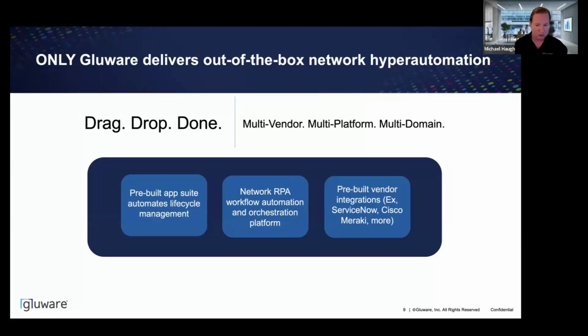So, although this was a Cisco specific demo, Gluware is automating multi-vendor, multi-platform, meaning routers, switches, firewalls, load balancers, really anything in the network layer, and multi-domain. This is more campus oriented, but this technology can expand into the data center, and that right there is multi-domain.